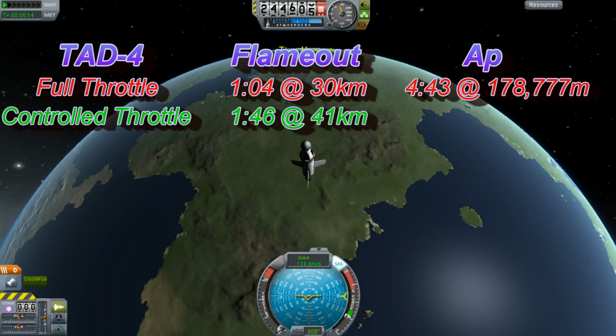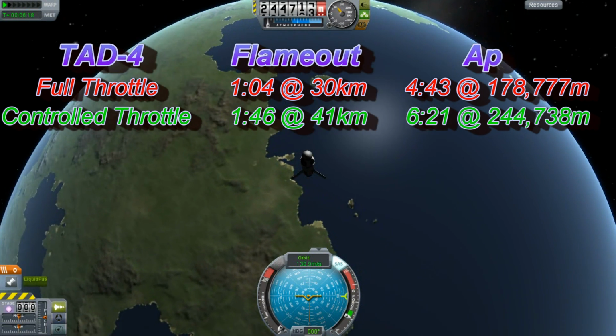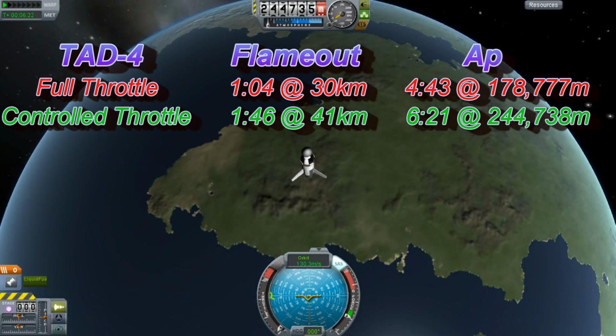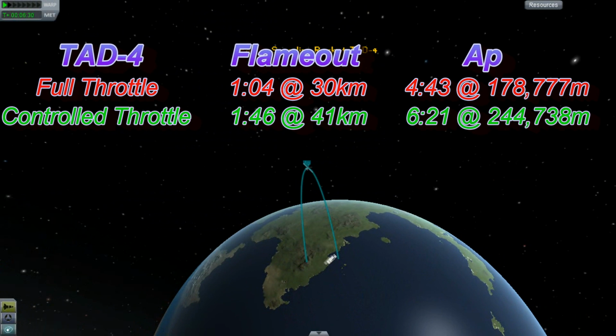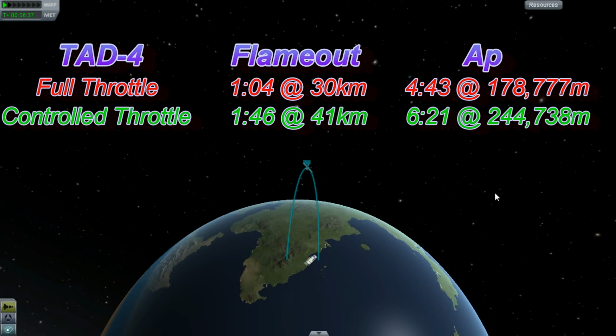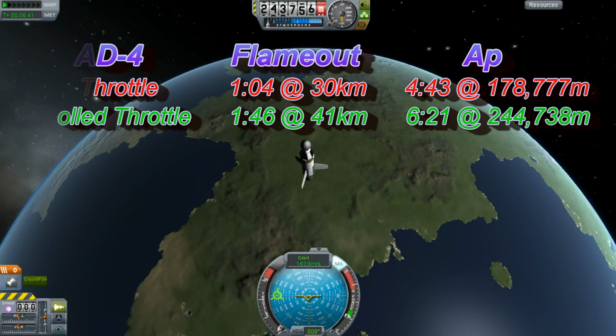For the second flight, the fuel lasted till 1 minute 46 seconds and 41 kilometers, and we're going to reach our apoapsis at 6:21 and 244,738 meters. So that can show a difference right there of how much we were losing, mostly to atmospheric drag, as compared to the extra gravity drag between the first and second flights.